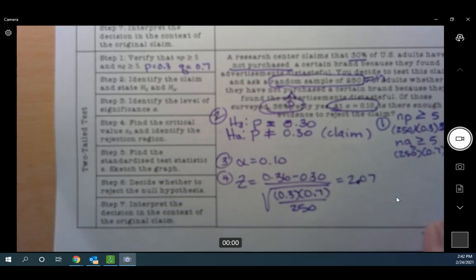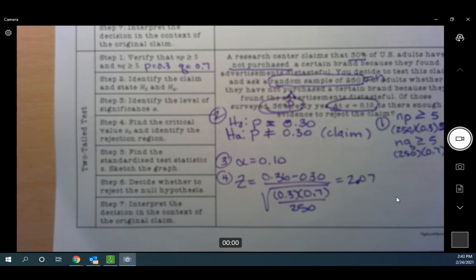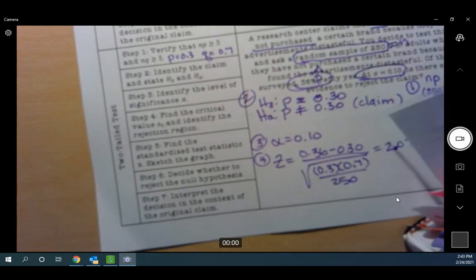Okay, so now we're going to look up the 2.07 in your Z chart. Can somebody quickly look that up if you have it available? Because mine is hiding. I am so sorry, I can't find my stupid chart. Okay, 2.07, 0.9808.